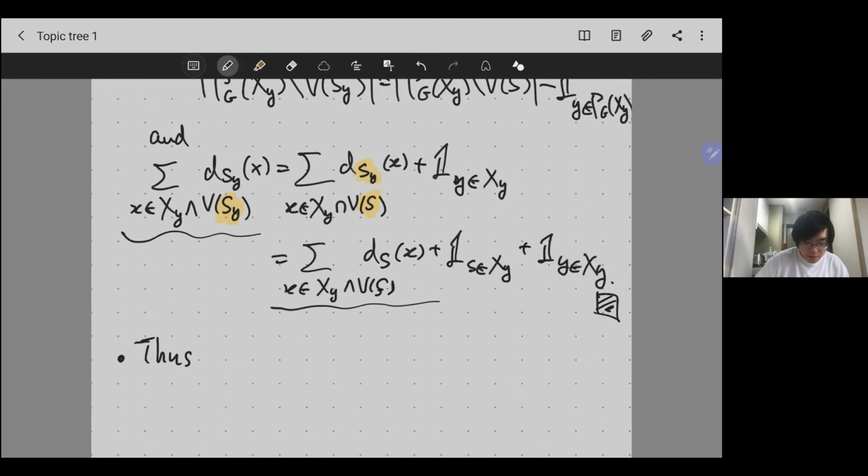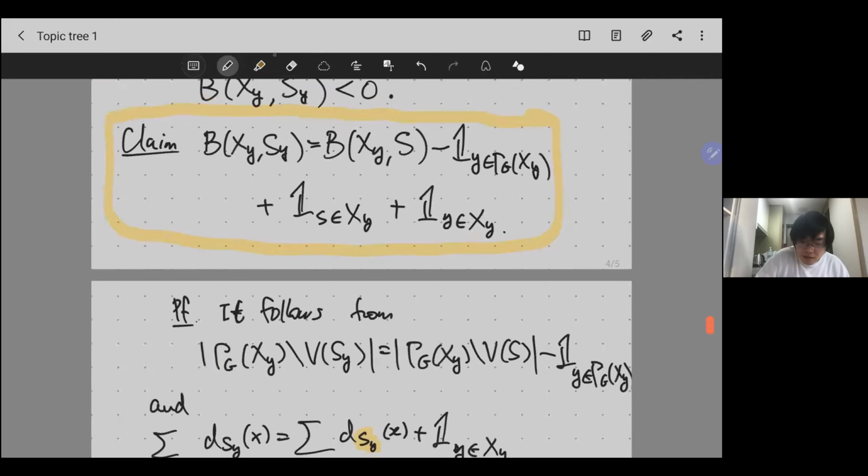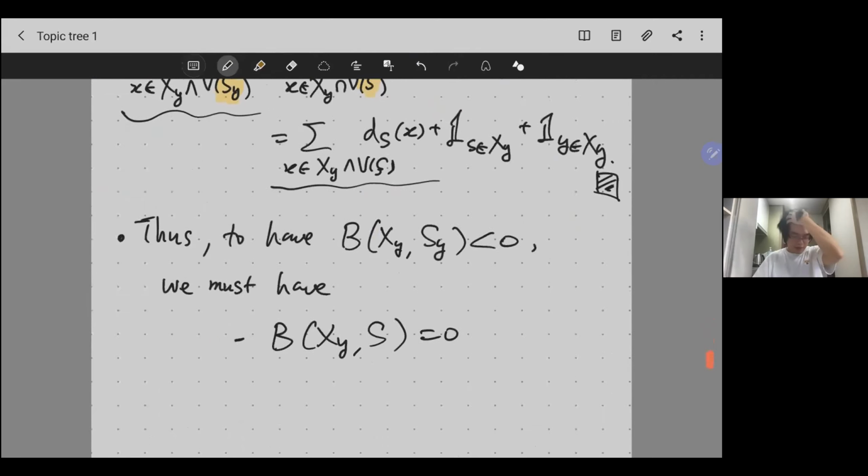Thus, to have the balance be negative, we also must have this balance here be 0, because if it's at least 1, we subtract at most 1. And this is not negative, so the left side cannot be negative. So we must have the balance of capital X be 0, okay?